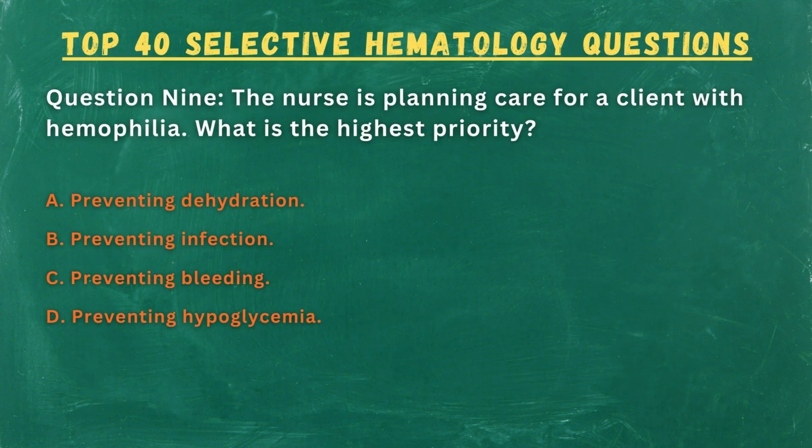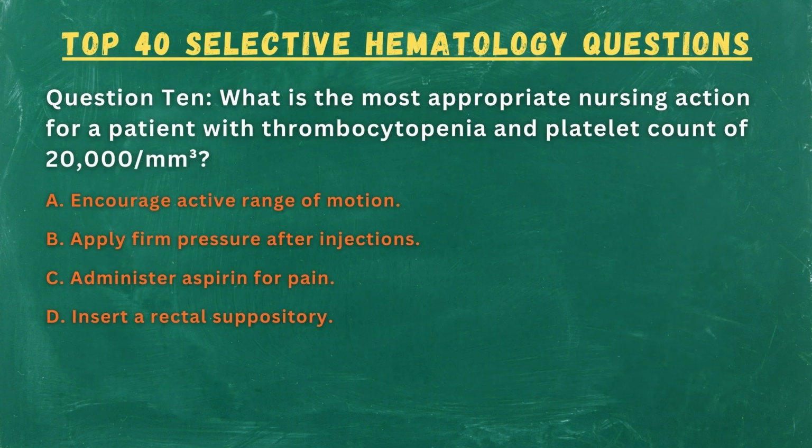Question 9. The nurse is planning care for a client with hemophilia. What is the highest priority? A. Preventing dehydration. B. Preventing infection. C. Preventing bleeding. D. Preventing hypoglycemia. Answer. C. Preventing bleeding.